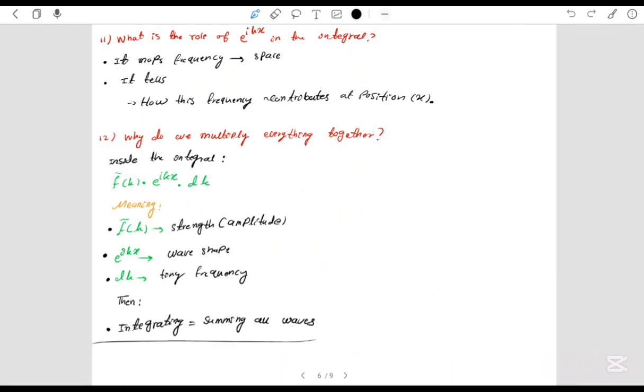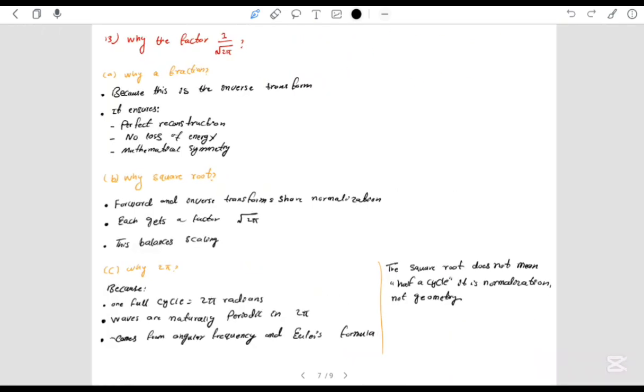Why do we multiply everything together? Inside the integral, f tilde of k times e to the ikx times dk: f tilde of k is the strength, the amplitude; e to the ikx is the wave shape; dk is the tiny frequency slice. Then integrating means summing all waves. We sum all possible waves in the spatial domain and put them together to reconstruct the real shape.